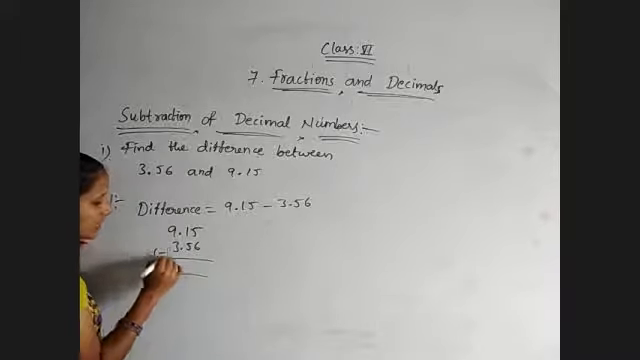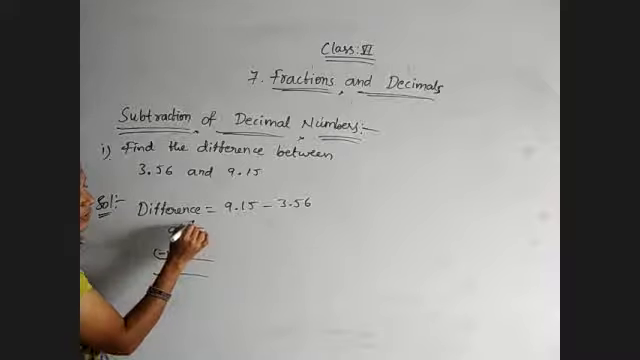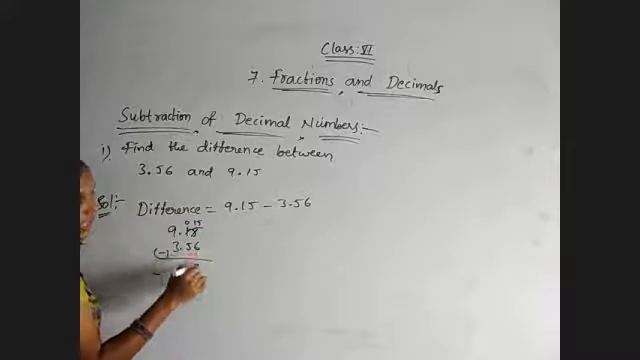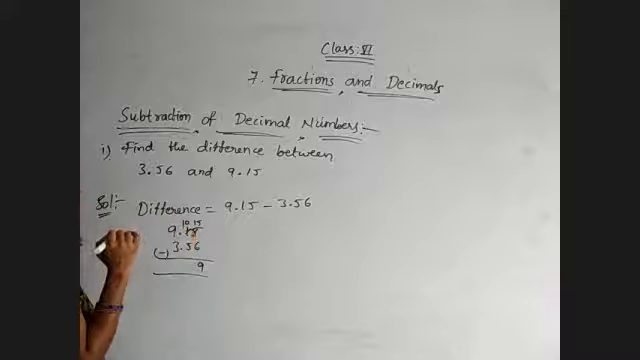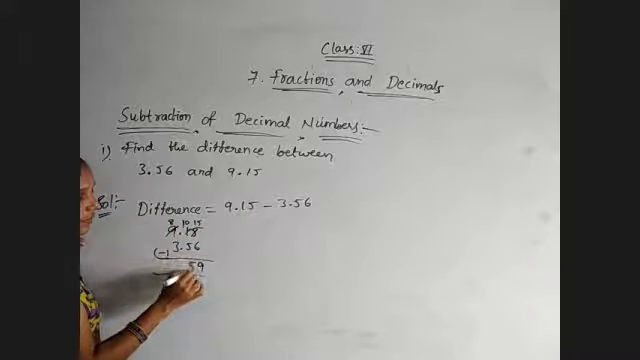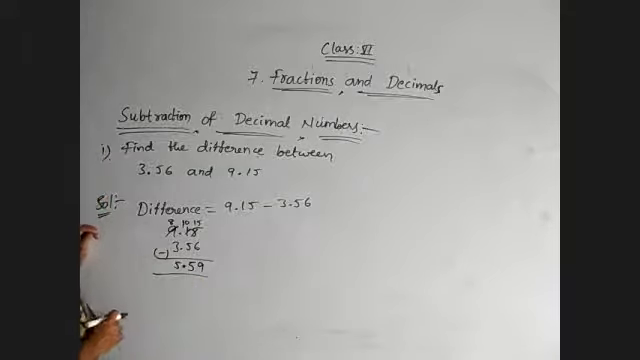So go through with the subtraction. 5 is lesser than 6, so take a borrow from the previous number, so it will become 15 and here it will become 0. 15 minus 6 is 9. Then 0 is not sufficient, so take a borrow from the previous number, so it will become 10 and this will become 8. So 10 minus 5 is 5 and 8 minus 3 is 5. So 5.59 is the difference between these two numbers. Like normal subtraction only, but here arrangement is very, very important.